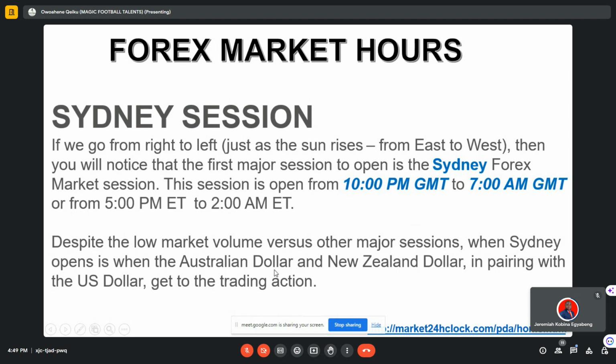Because almost every trading session involves them, once the Australian dollar and New Zealand dollar are paired with the USD, you see the impact on the forex market. If the AUD is strong, it moves higher against the US dollar. If it is weak, it falls way below against the US dollar.